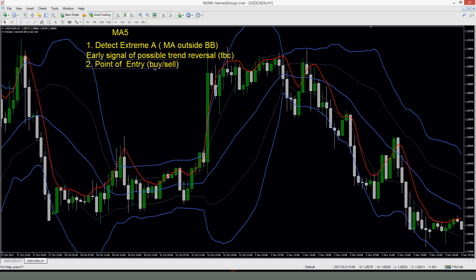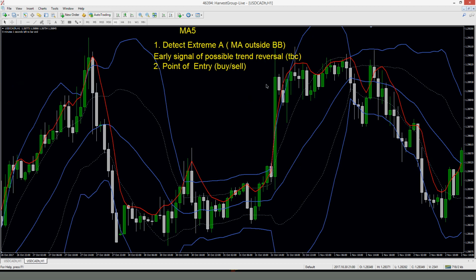Okay, so all right. What we can see here is obviously the MA5 high is outside the Bollinger Band, as you can see over here, and also here. So it tells you that there is a possibility of a trend reversal. Okay, so over here, MA outside Bollinger Band tells you that the price might be going to reverse. Okay, so obviously over here is also the same.